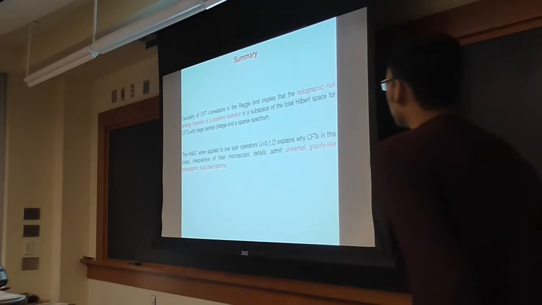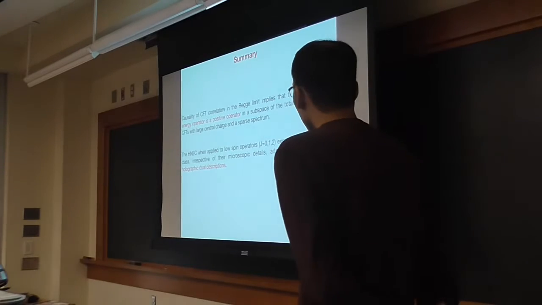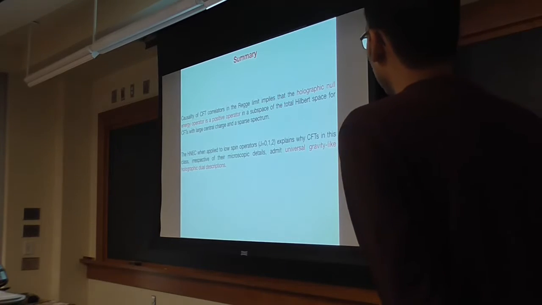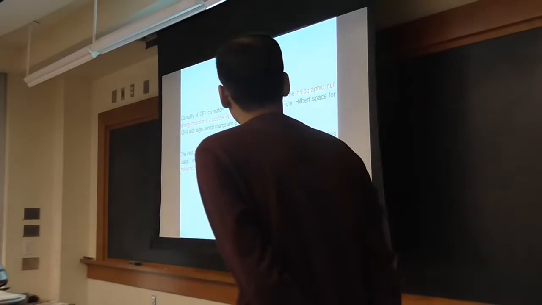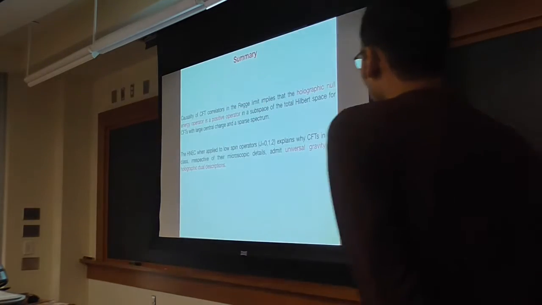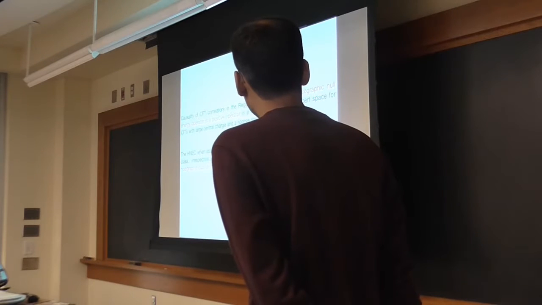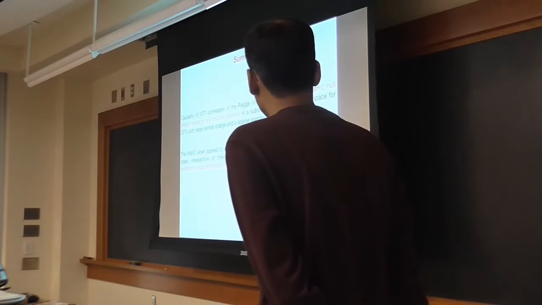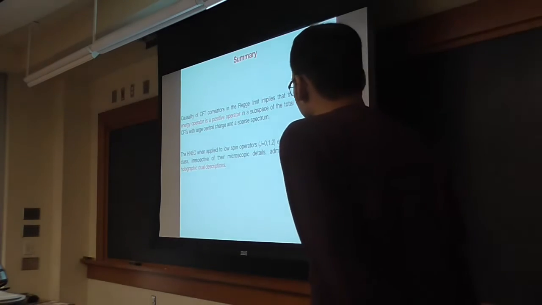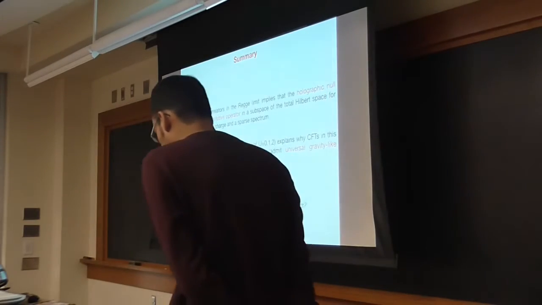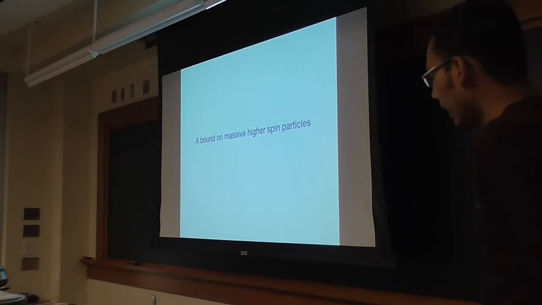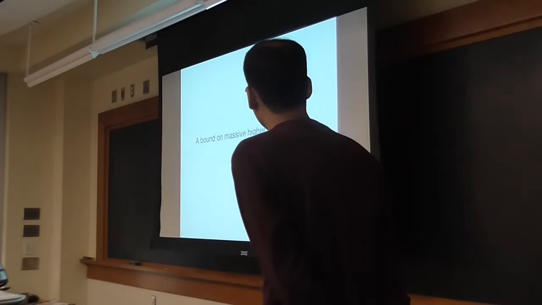Okay. Let me give you a summary so far. Causality of CFT correlators in the Regge limit implies that the average, the holographic null energy operator is a positive operator in a subspace of the total Hilbert space for CFTs with large central charge and a sparse spectrum. The HET, when applied to low spin operators, explains why CFTs in this class, irrespective of their microscopic details, admit universal gravity-like holographic dual descriptions. Now, one may ask, what about the higher spin single trace primary operators? And that leads to the second part of the talk.